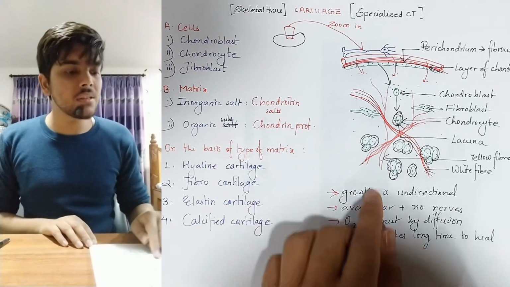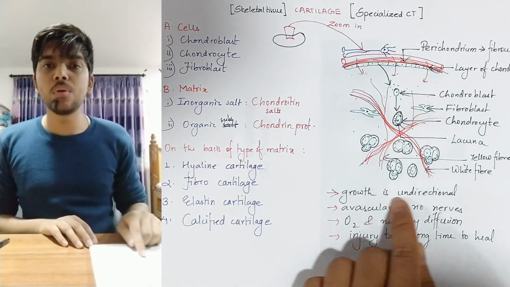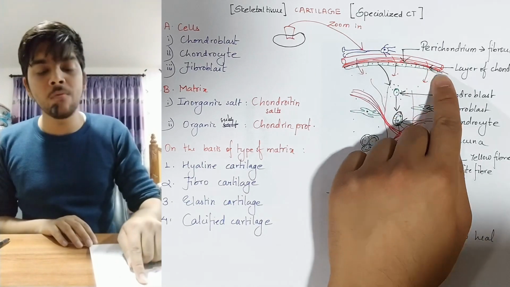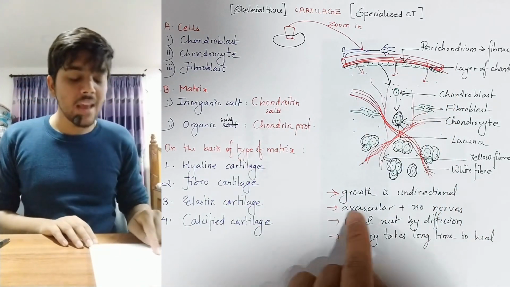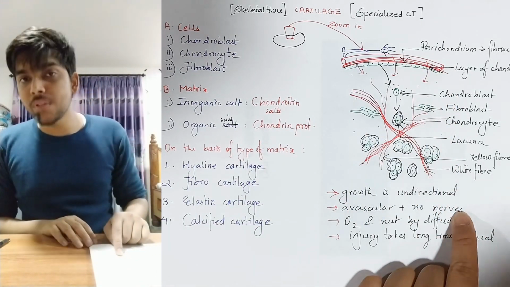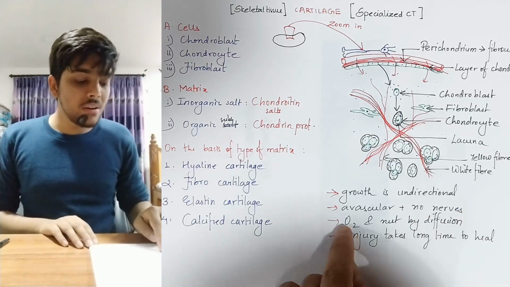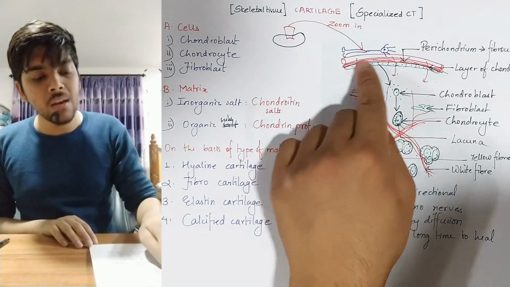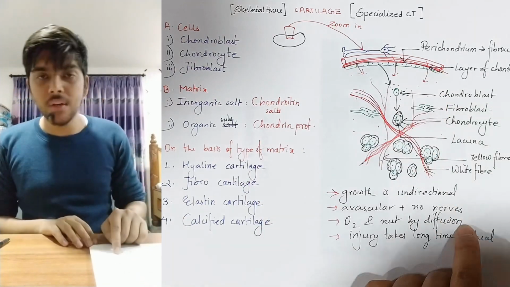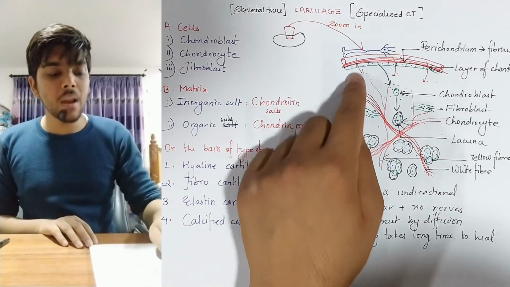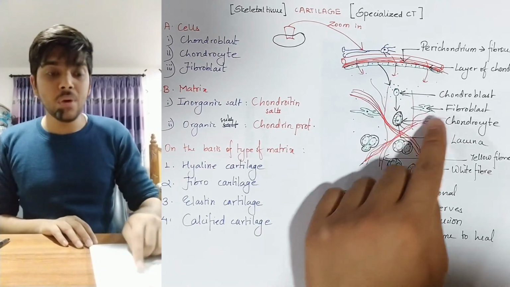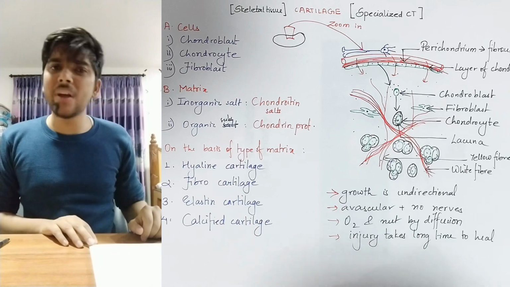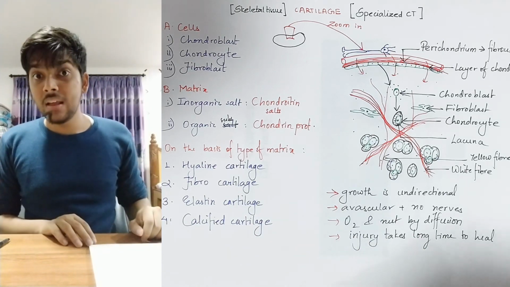Some basic properties of cartilage are: number 1, growth is unidirectional due to only one surface containing a layer of chondroblast. It is avascular as well as doesn't have any nerve supply. So it receives oxygen and nutrition from blood vessels present in perichondrium by the process of diffusion. Since there is limited supply of oxygen and nutrition due to cartilage being avascular, injury to cartilage can take quite a lot of time to heal. And that's it.